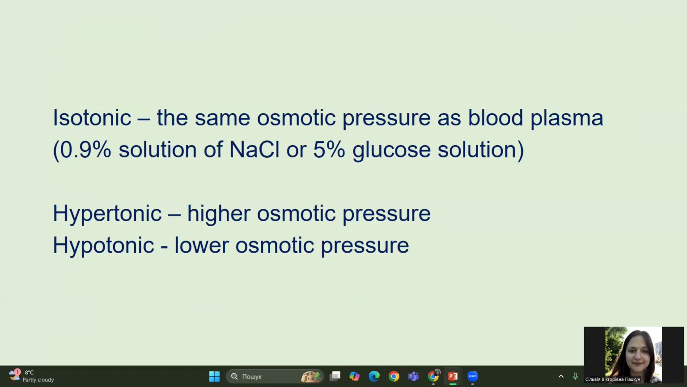If isotonic solution is intravenously given to the patient, there will be no changes in osmotic pressure of blood plasma and no fluid movements. If hypertonic solution is given, then osmotic pressure of the blood plasma increases and fluid will move from the tissues to the vessels. If hypotonic solution is given, osmotic pressure will decrease in the blood plasma and fluid will move from the vessels to the tissues.